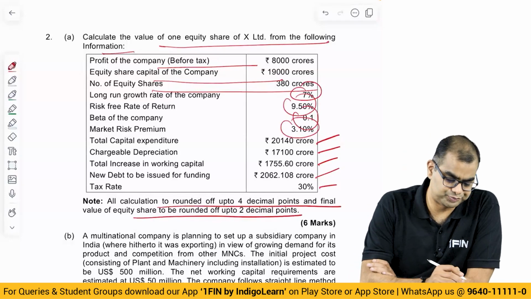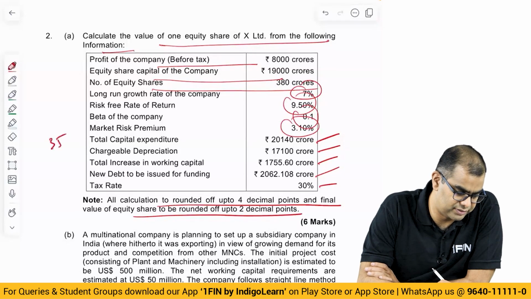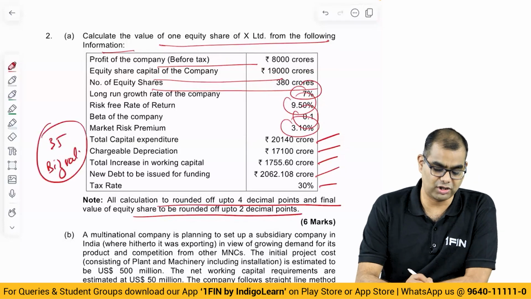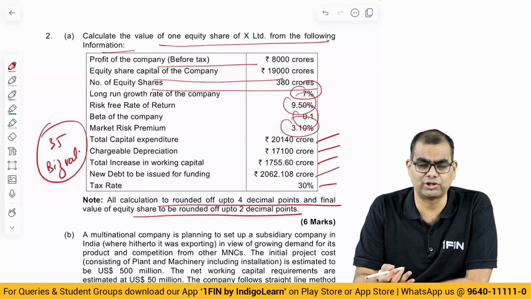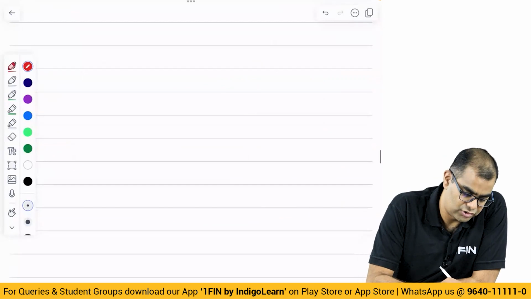decimals. Now, this is very similar to illustration 35 in business valuation chapter, but we will solve this separately, because it is not exactly the same, very similar, that's all I said. Let us go and look at the solution.